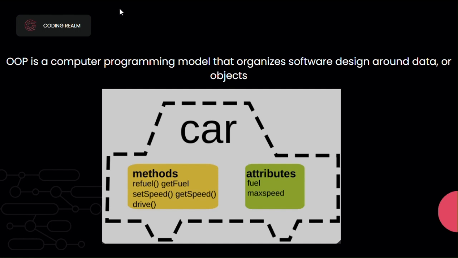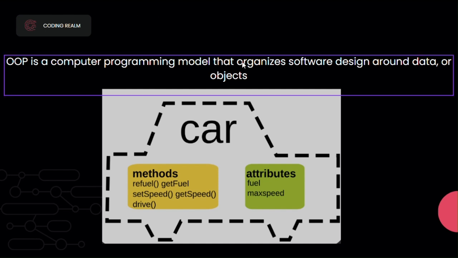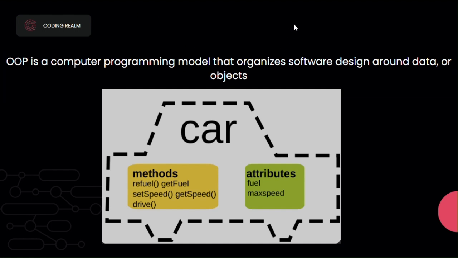Object-oriented programming is a model that organizes software design around data, or objects. It represents all data of the object. Like in this example, we have a car. The car has methods and attributes. For the methods, we have functions: get fuel, set speed, get speed, and drive. The attributes are the fuel and max speed.